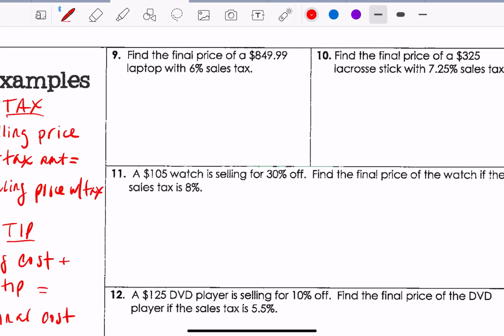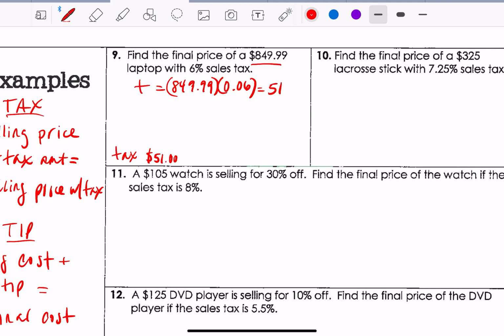So number 9, find the final price of a $849.99 laptop with a 6% sales tax. So this is the selling price, the $849.99, and 6% is the sales tax. So you need to figure out, I'm going to write T equals for tax. T equals the selling price, right, times the percent. And 6% is 0.06. Be careful with those single digit percents, 0.06. So when I multiply 849.99 times 0.06, I get $51. So the tax for this item is $51. So you should write that.